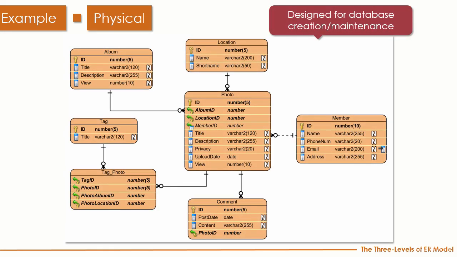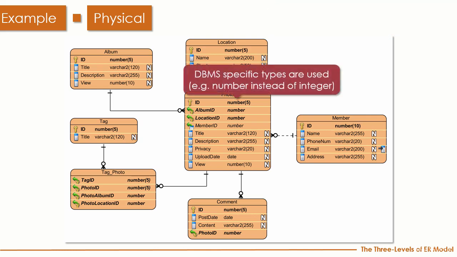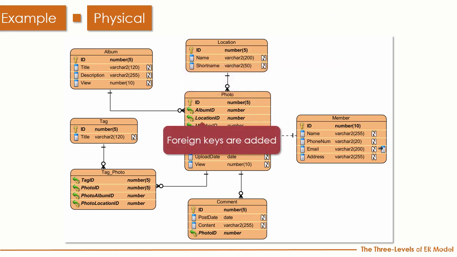In the physical database, which is for creating and maintaining the database in the long term, we will change to use the database-specific type. Like if we are using Oracle, we will use NUMBER instead of integer. And the foreign keys are added. If you are using professional database design software like Visual Paradigm, the database relationships, the foreign keys and the primary keys will automatically sync, so you don't need to worry about keeping them synchronized by yourself.